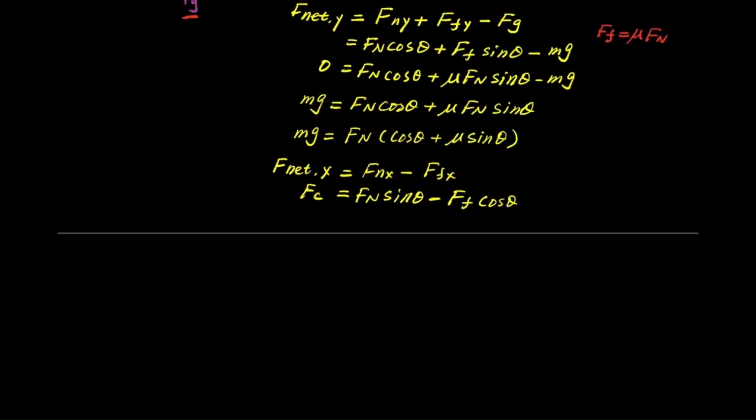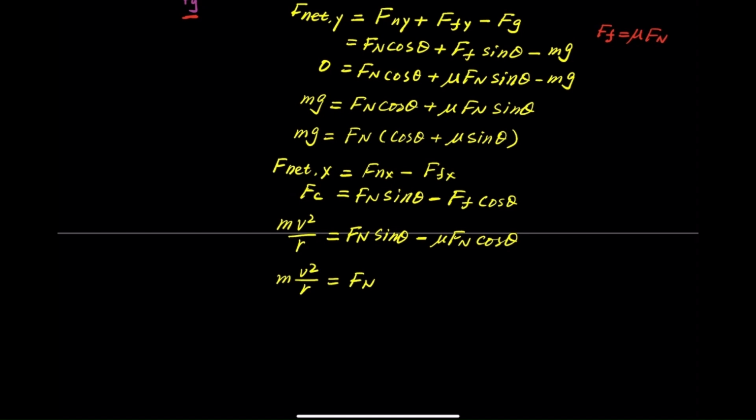And again, by definition, Fc is mv squared over r equals Fn sine theta minus Ff is mu Fn cosine theta. Now if we factor out the Fn, we have mv squared over r on the left side and Fn bracket sine theta minus mu cosine theta. Again, now we have two equations. This is equation 1 and this is equation 2.